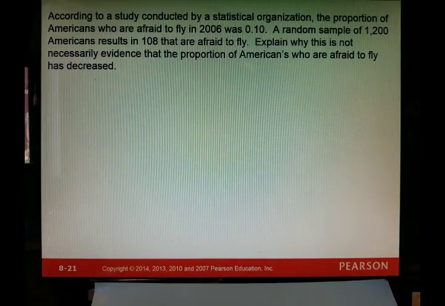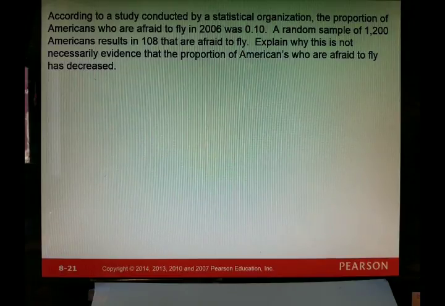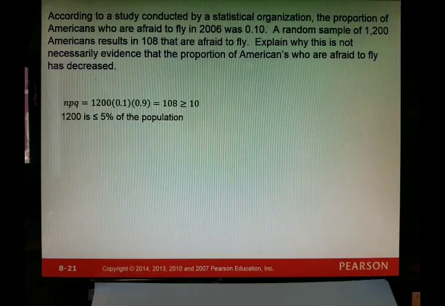So according to a study conducted by a statistical organization, the proportion of Americans who are afraid to fly in 2006 was 10%. A random sample of 1,200 Americans resulted in 108 that were afraid to fly. Explain why this is not necessarily evidence that the proportion of Americans who are afraid to fly has decreased.